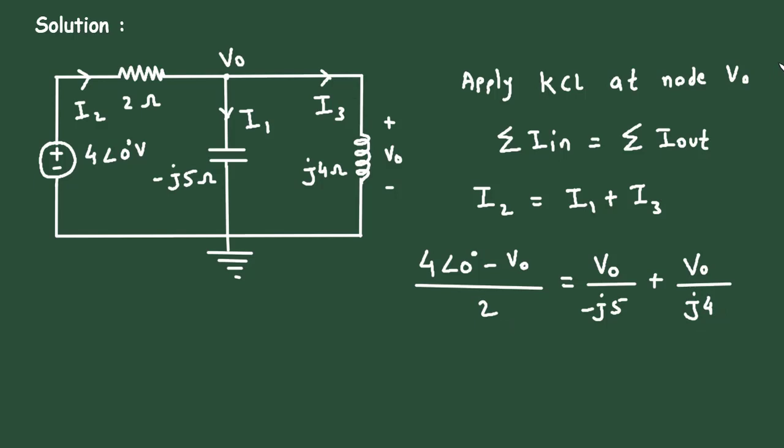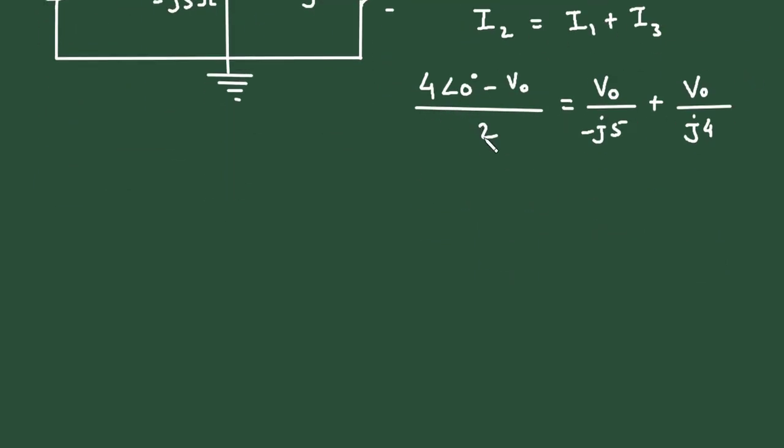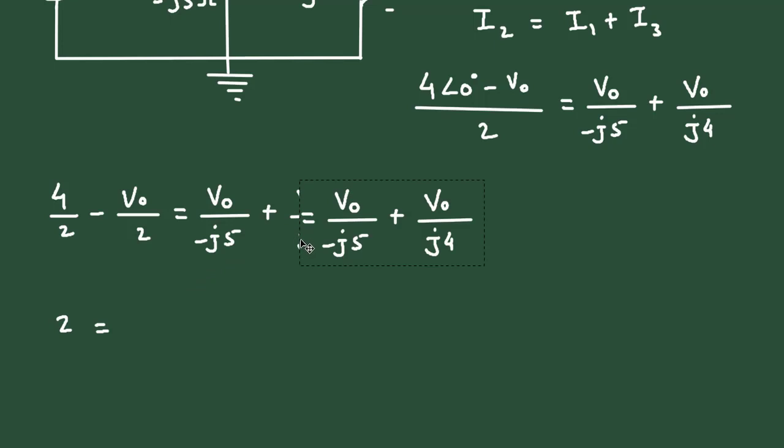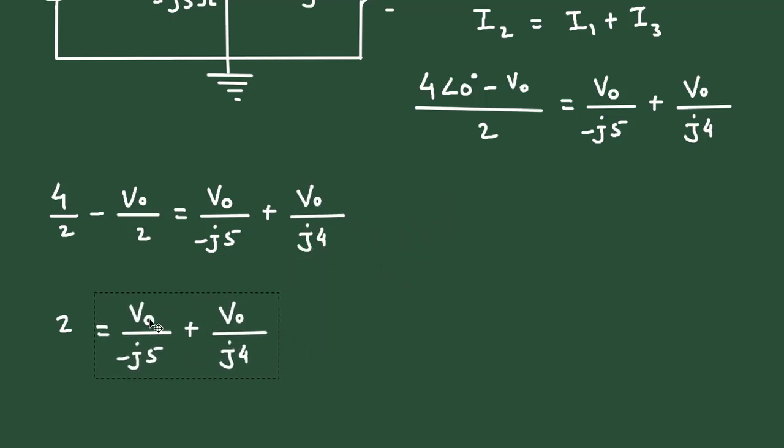So now if we simplify this, it will be 4 divided by 2 minus VO divided by 2 is equal to this value. Now we can take this on right side. So this 4 by 2 will be 2 is equal to this part will remain as it is. And if we take this on right side, it will be plus VO divided by 2.